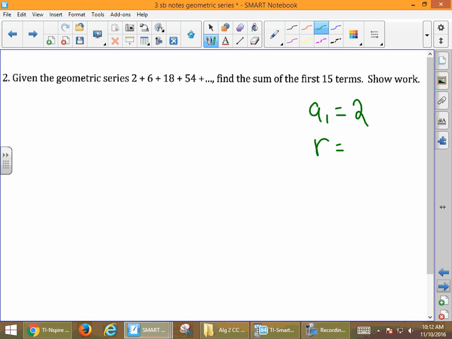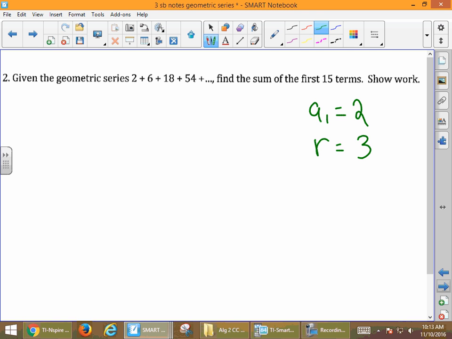And once again, to find the common ratio, we're going to take the second term divided by the first, the third term divided by the second, the fourth term divided by the third term. Well, 6 divided by 2 is 3. 18 divided by 6 is 3. 54 divided by 18 is 3.